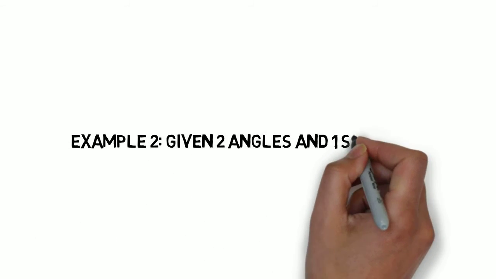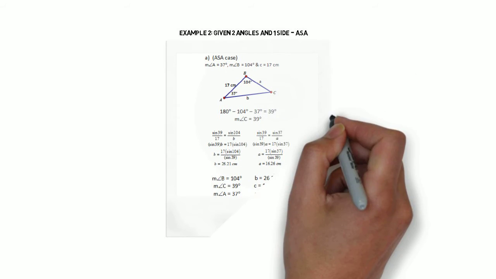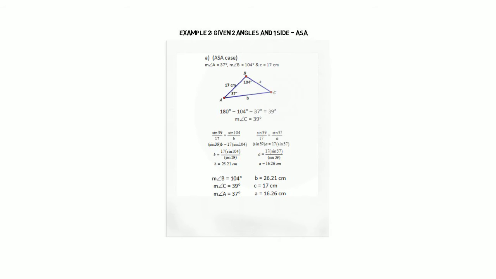For the next example, you're also given two angles and one side, so ASA. For this example, we know that the measure of angle A is 37 degrees, the measure of angle B is 104 degrees, and side C is 17 centimeters long. The first thing we're going to do, just like the last problem, is figure out the measure of angle C. We subtract 104 and 37 from 180 degrees, and from that we can figure out that the measure of angle C is 39 degrees.